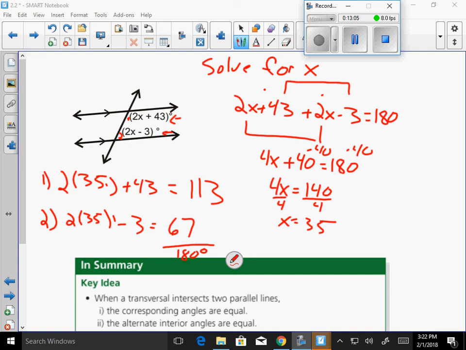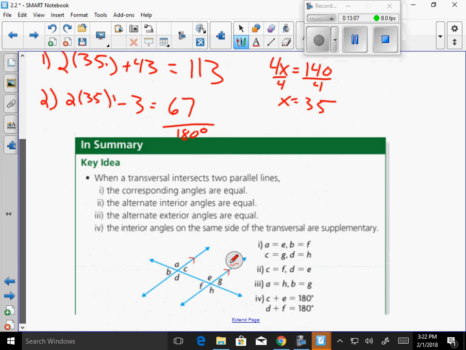Okay, so if you look at the bottom of the page, there's some good properties there to remember. All the things that we've talked about with parallel lines so far in this unit, 2.1 and 2.2. So make sure you guys understand this stuff. I'll put the assignment on Moodle and you go from there. Cool.